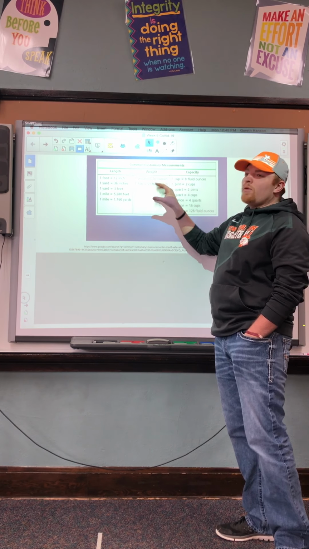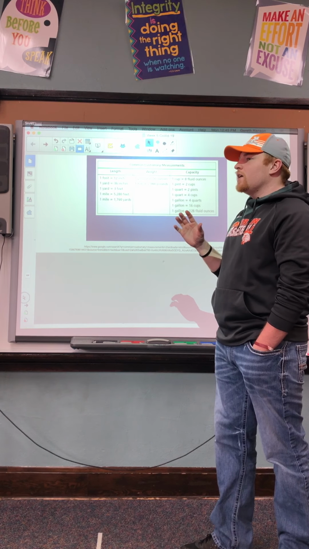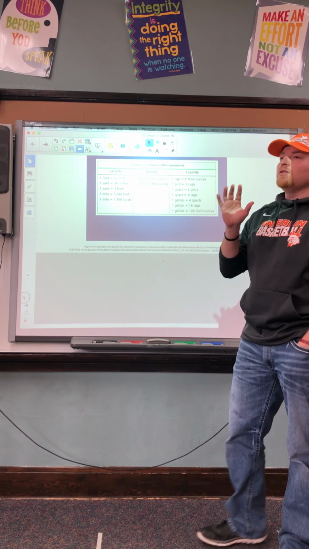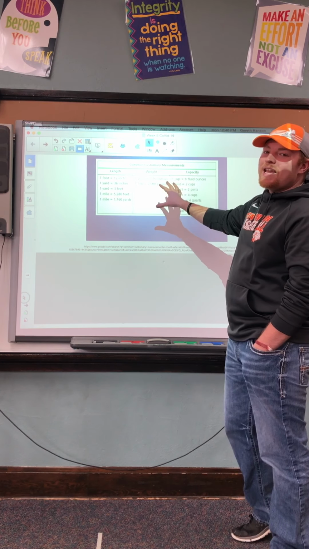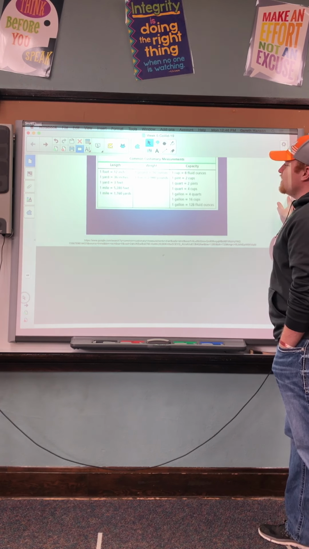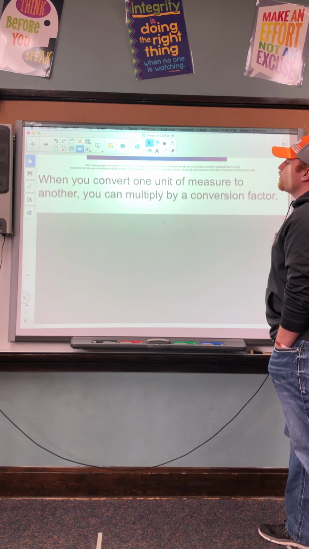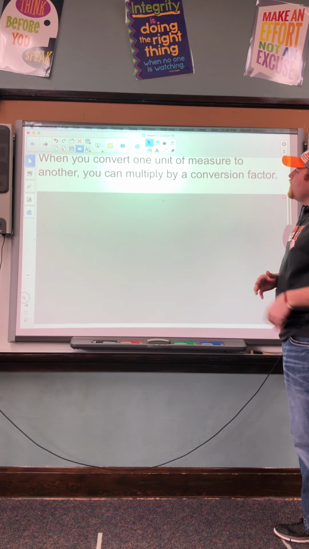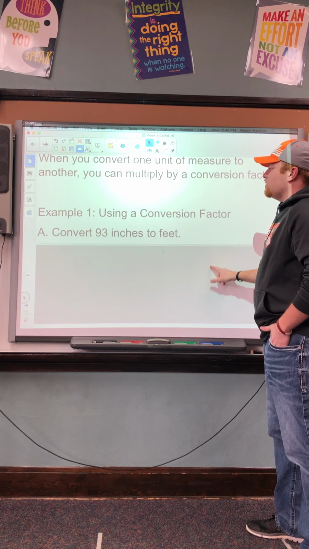This table right here, if you can take a picture of it, or if you want to, also it's in your textbook. So this is your key for today's lesson. Okay, this will help you immensely through today's lesson. We'll be going back and forth to this table, okay? When we convert one unit of measure to another, you can multiply by a conversion factor.